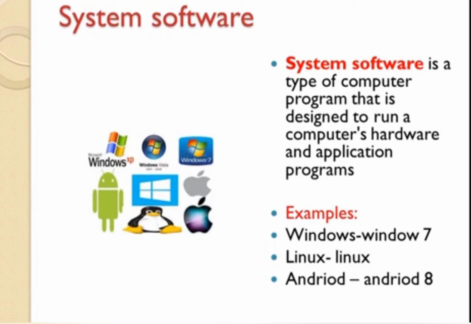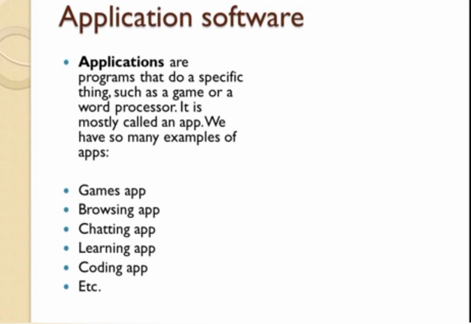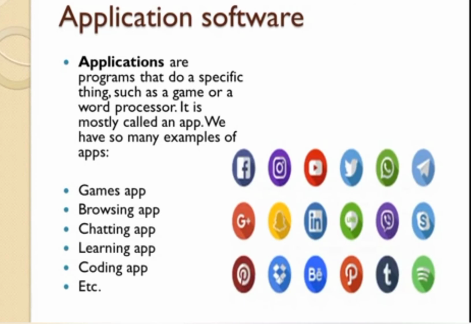All these are examples of the Android version. Now let's move to the second type of computer software, which is the application software. This software is very, very important because it is this software that helps to perform a specific task. The applications are programs that do a specific thing, such as a game or a word processor.